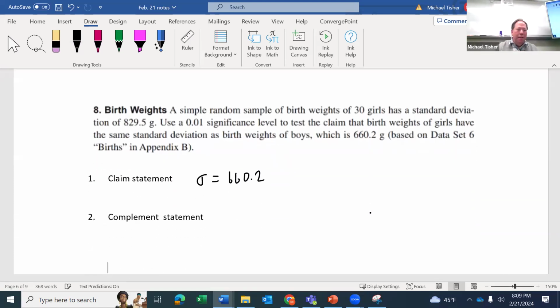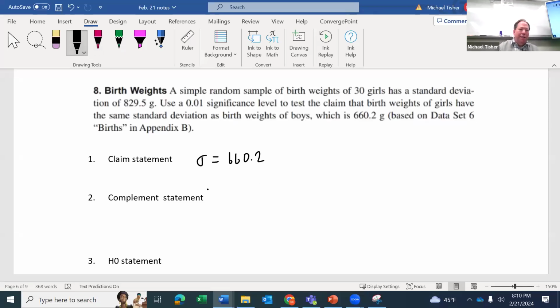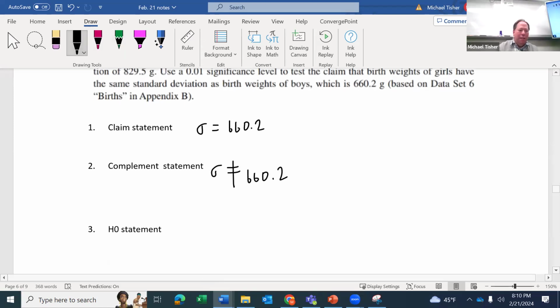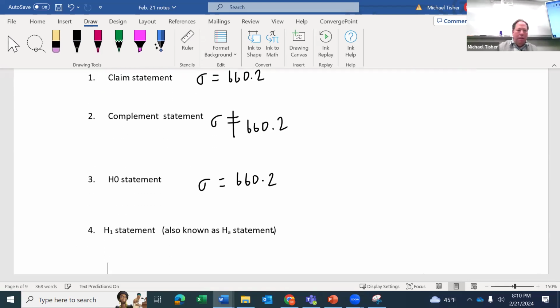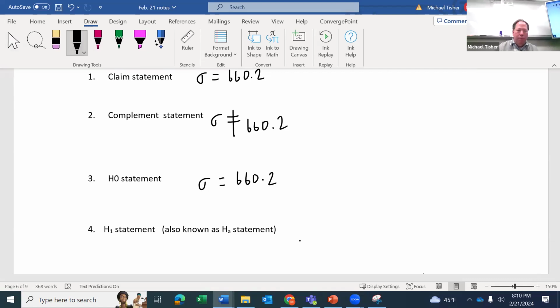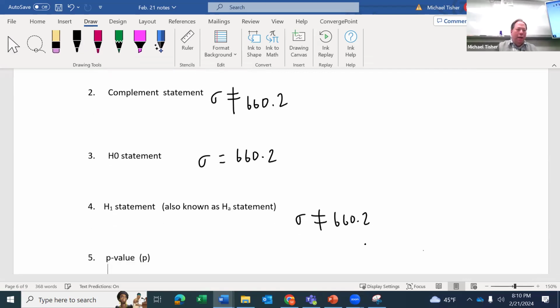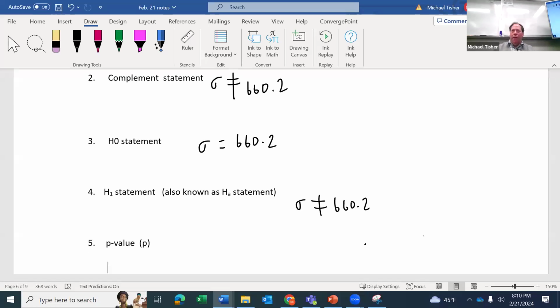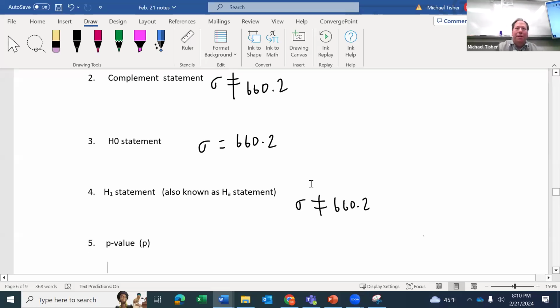Okay. And then once we have that, we can pretty much get the rest. So the complement is sigma equal what? Not equal to, yes. Either you are 660.2 years old or you're not. And then H0 must be equal. And then H1 must be not equal to, yes. All right. And now after that, we're ready for that coveted p-value again. Any questions so far?